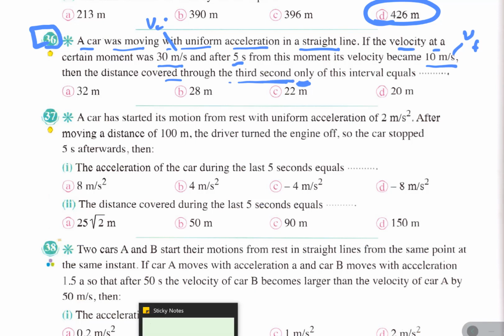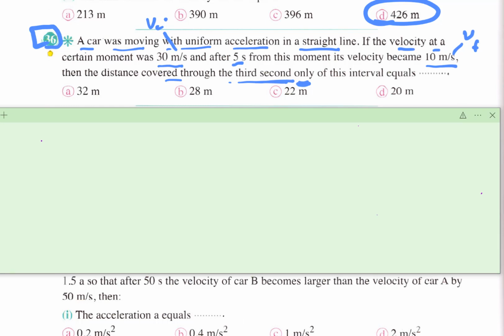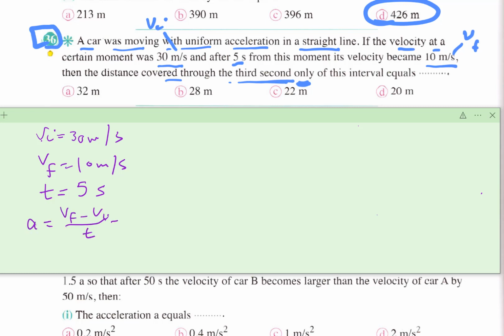Let's try to solve it. At the beginning, you have V initial equal 30 meters per second, V final equal 10 meters per second. So as you see, the acceleration will be negative, right? Negative acceleration, 5 seconds. So A equals V final minus V initial over T, equals 10 minus 30 over 5, means negative 20 over 5, means negative 4 meters per second square, right?